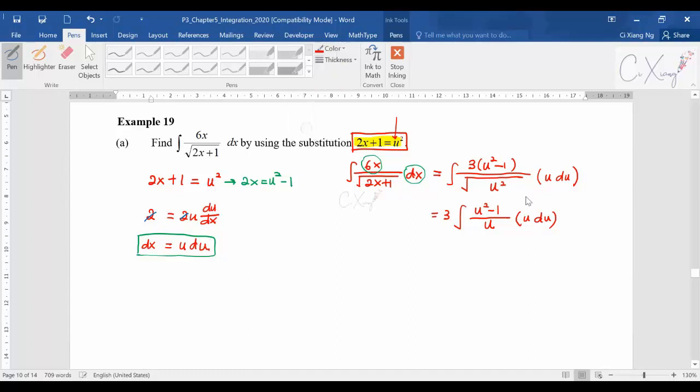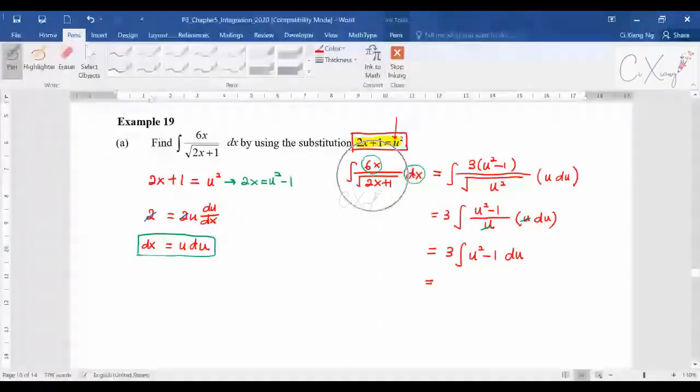Right, so from here, u and u can be cancelled off. And you get 3 integrate u squared minus 1 du. And now the equation just now looks very complicated. You cannot integrate, right? After you apply the substitution method, change everything become u, then you see that your equation becomes something quite simple. Alright, then you can integrate from here.